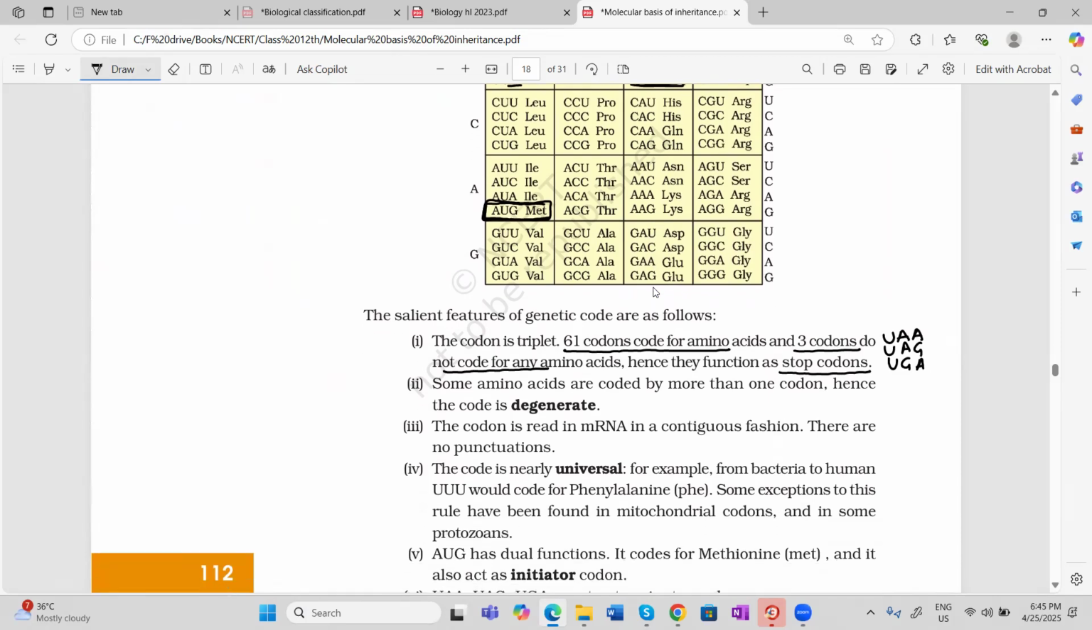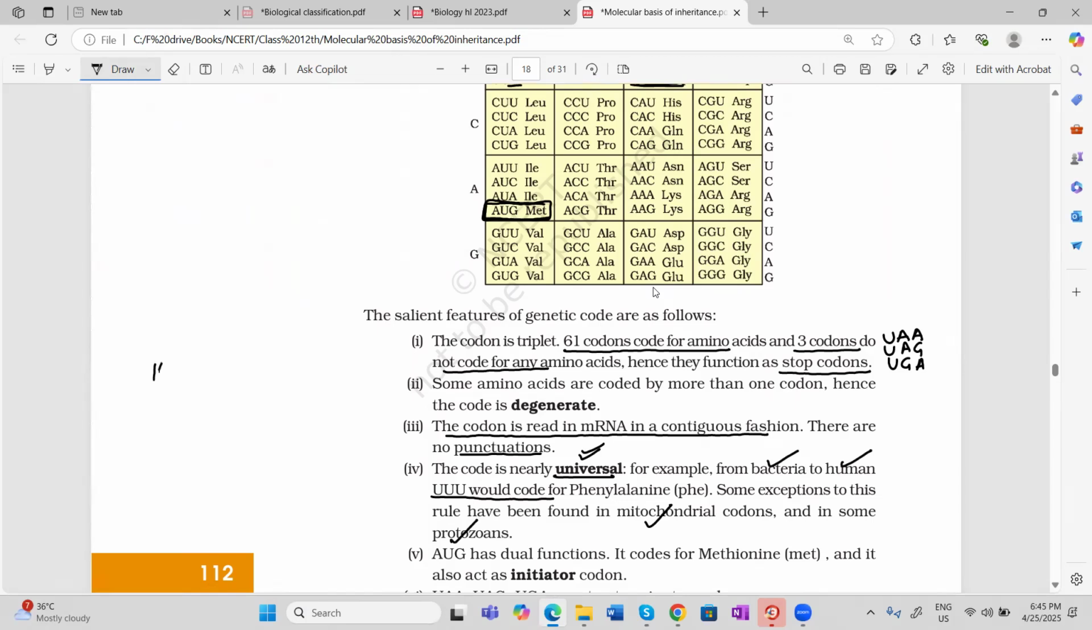Now, codon should be read in a continuous manner. There should be no full stop, no comma, no punctuation, nothing is there. It is universal. Because it is universal, that is why in biotech we are using this phenomenon. From bacteria to human, everywhere triple U means phenylalanine. Though exceptions are there. Exceptions are present in mitochondria and in some protozoans.